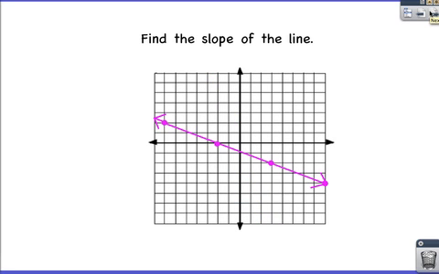Now try this one on your own, pause the movie, and resume when you're ready. So let's say we choose these 2 points. Our rise is -1, 2, and our run is 1, 2, 3, 4, 5. -2/5 is the slope of this line. And again, it is a negative number, and our line does look like we're going downhill from left to right.